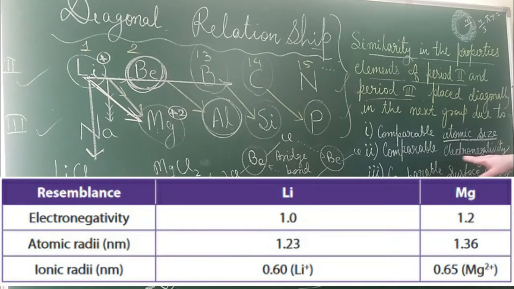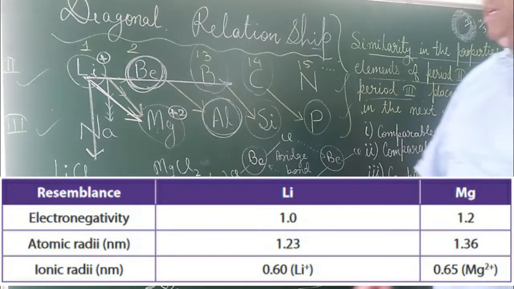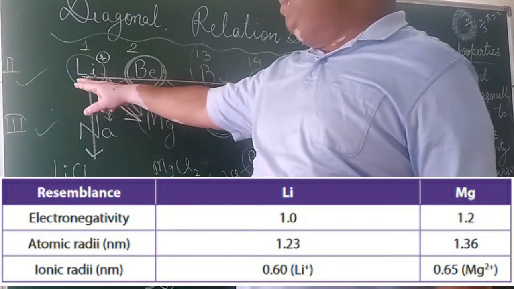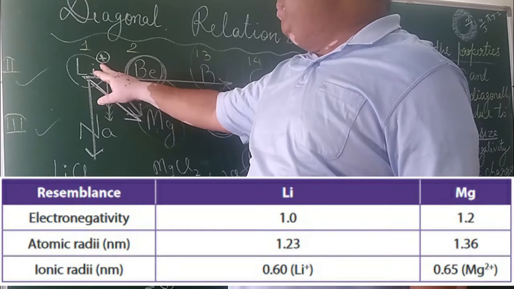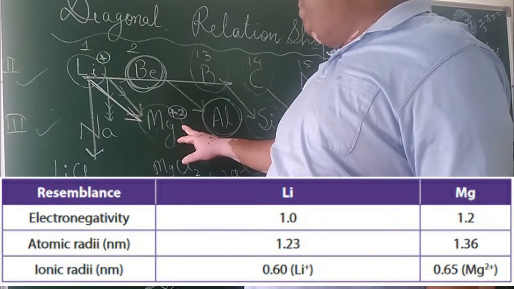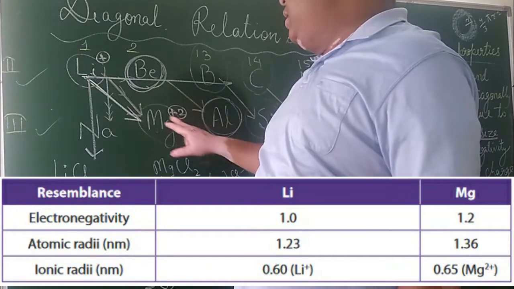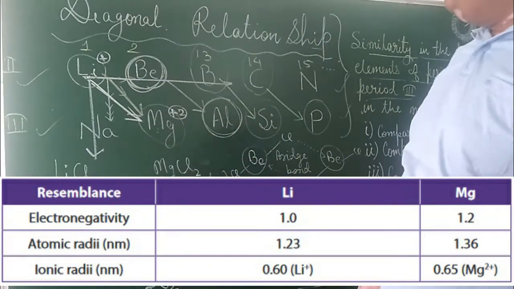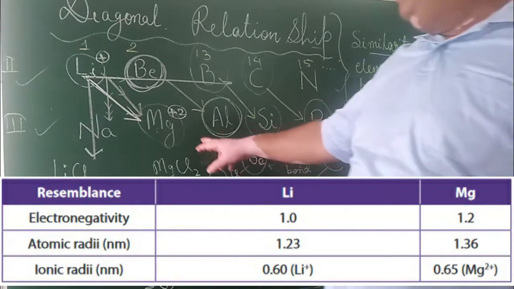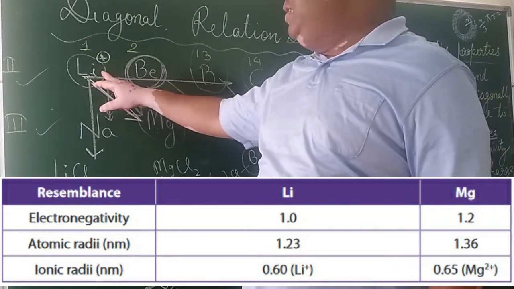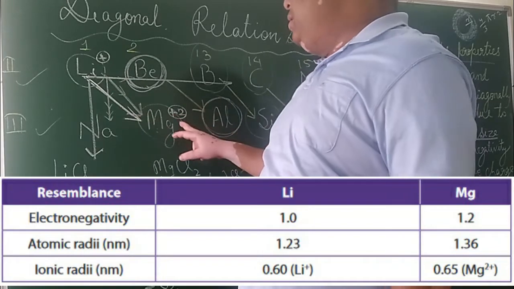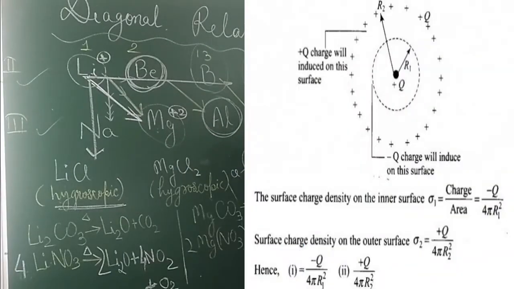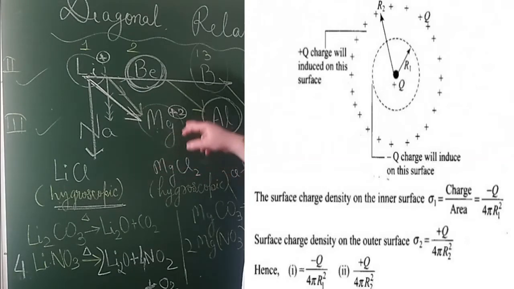They have comparable electronegativity because their size is similar, and comparable surface charge density. Although their charge is different, these elements like lithium is monovalent, magnesium is divalent. But if you divide the charge with their surface area, that means 4 pi r square, you will find that their surface charge density is also similar. We will not take volume charge density because charge remains at the surface of the atom.